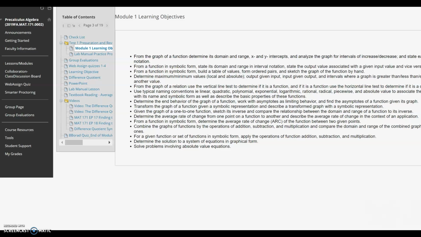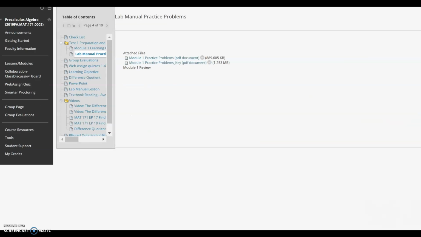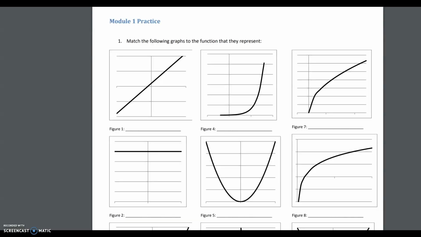And then lab manual practice problems there. And I click on it. So this is my student view. That's why I'm not very competent to govern the student view. So lab manual practice problems, I just want to open them and show some of the things there. That's one of the main purposes of this video.